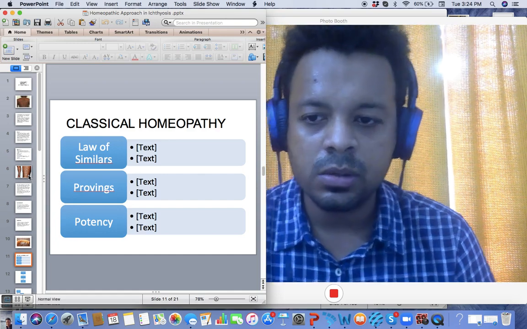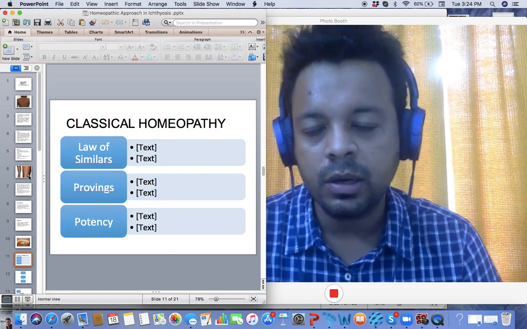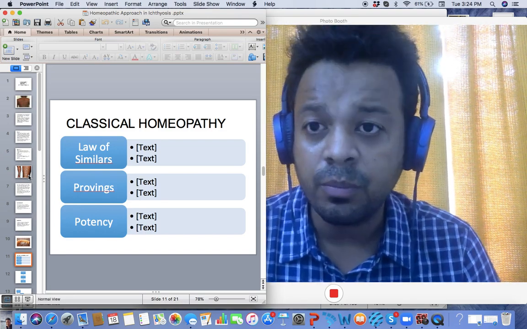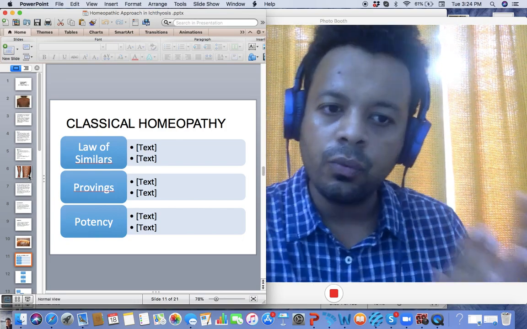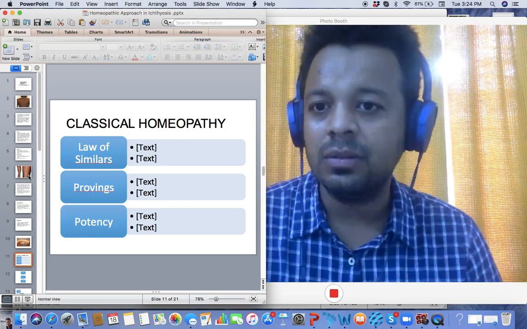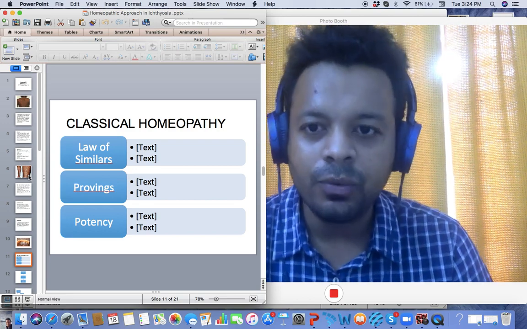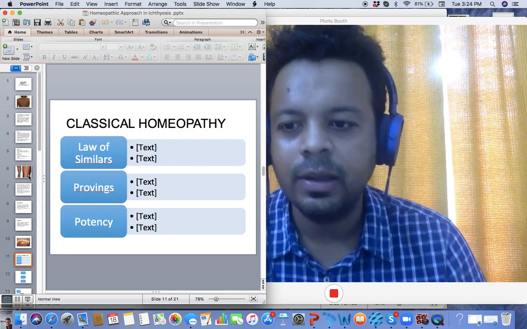It is well known because it is very scientific. It has almost no side effects, and very importantly, it can be given along with modern medicine in certain cases, and many irreversible difficult cases are improved by homeopathy and often cured.